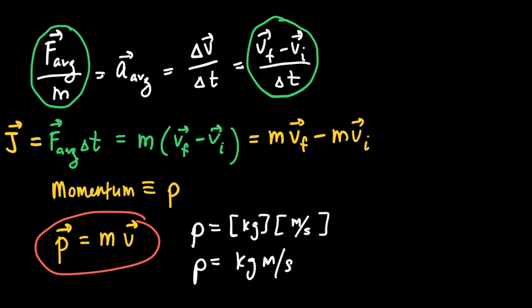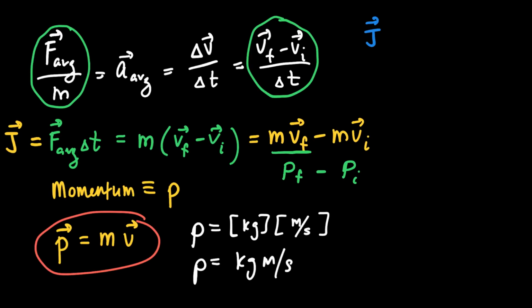And so lastly, I'd like to point out that when we look at the equation that I've written above, J equals F times delta t equals m times the change in velocity, each of these terms, m times v final, that is the final momentum of the object, and m times v initial, that is the initial momentum of the object. And so the impulse, which is all the way on the left, is equal to p final minus p initial, which is a change in momentum of the object.